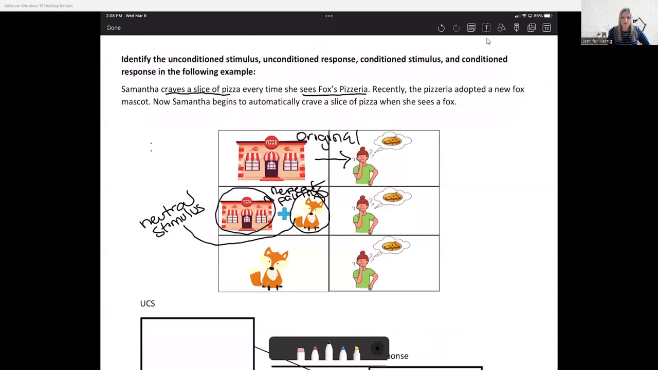All right, so this pizzeria is getting repeatedly paired with this fox mascot so that eventually our fox becomes a new cue that leads to the same pizza craving. All right, so this is new. So now we can label our different components.